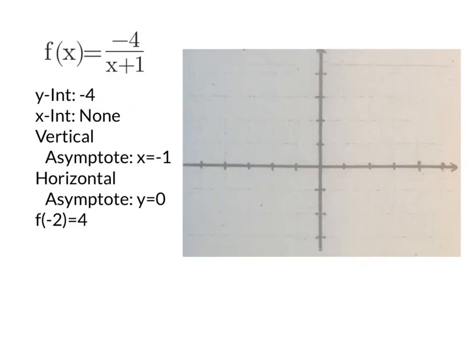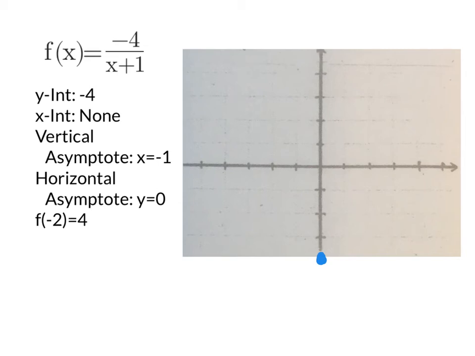Now that we have all this information, we can use it to come up with a very good sketch of the graph of f of x. So just going through each piece, we know that the y-intercept is at -4. So on the y-axis, I'll find -4 and plot that point. There is no x-intercept, so we have nothing to plot there.